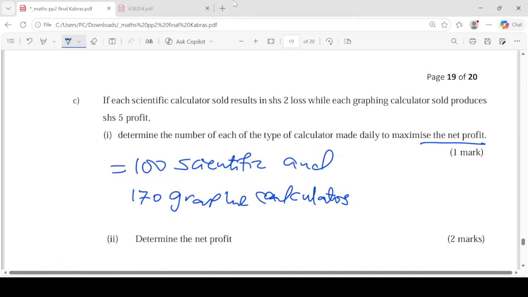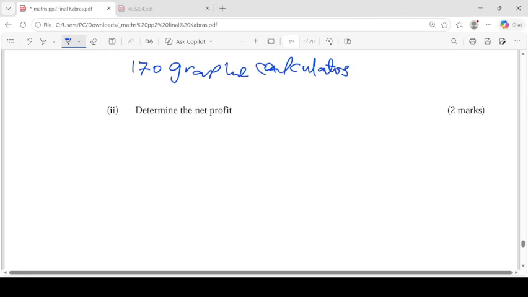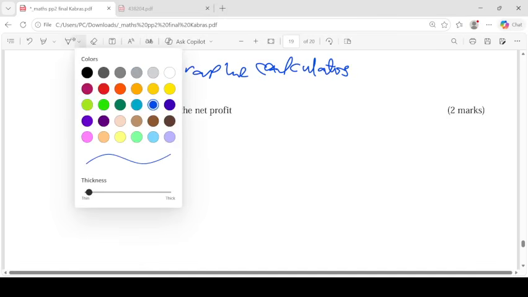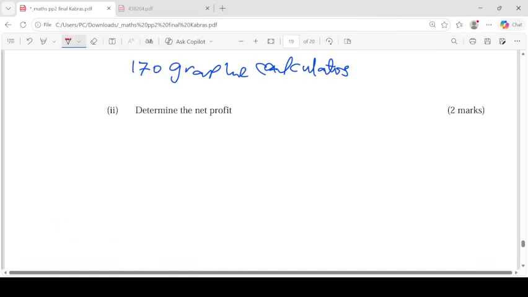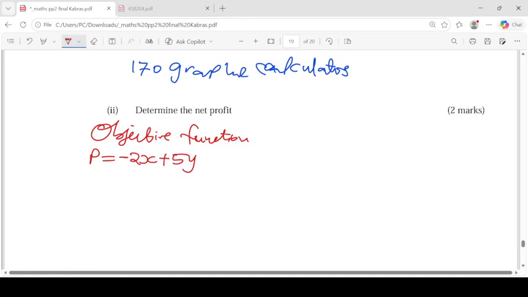Then determine now the maximum profit. To determine the maximum profit, it's going now to be very simple. Let me first get the objective function. The objective function P will be equal to, because scientific is giving a loss, so this is negative 2x plus 5y. It's negative because it's a loss.